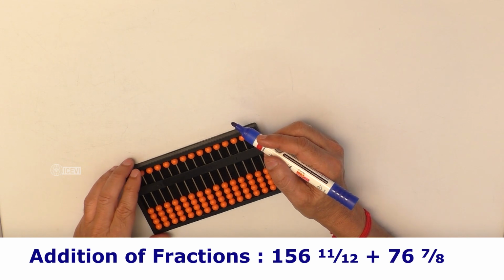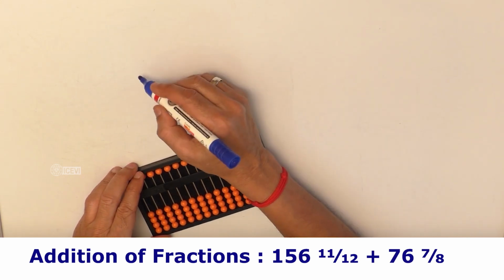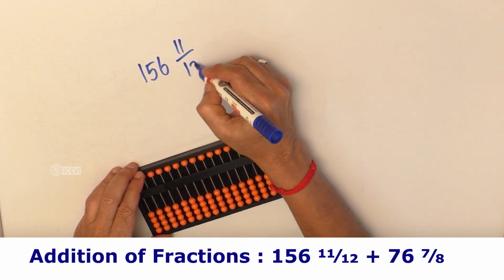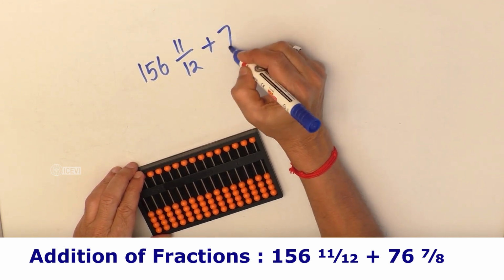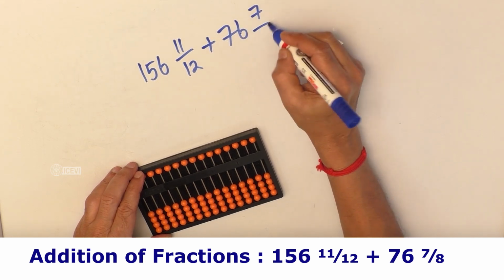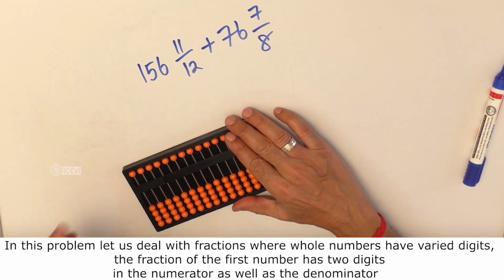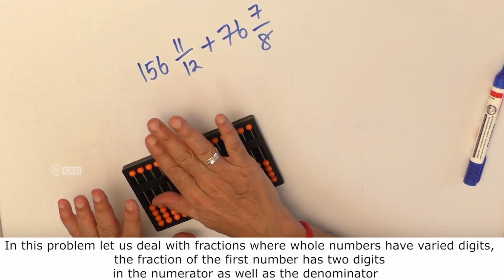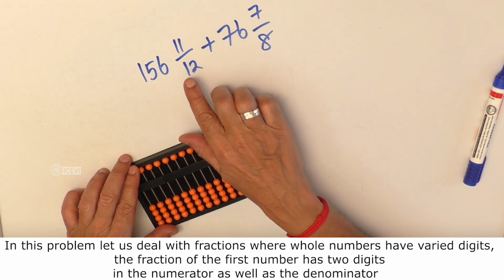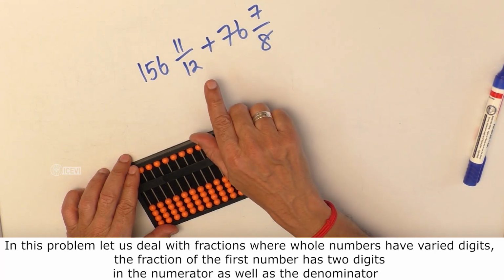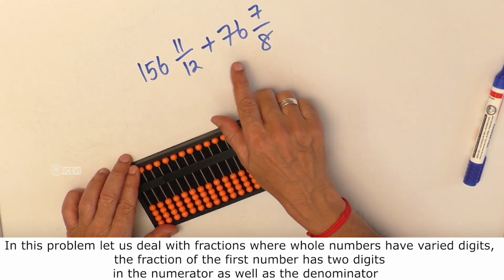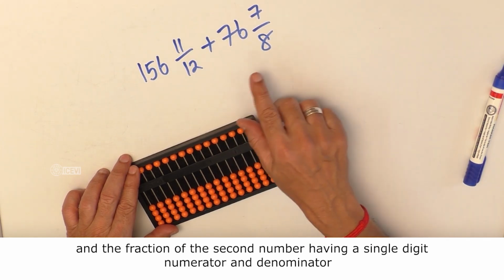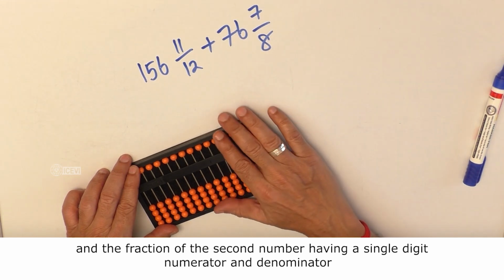Title of the video: Addition of Fractions, Example 156 11 by 12 plus 76 7 by 8. In this problem, let us deal with the fractions where whole numbers have varied digits. The fraction of the first number has 2 digits in the numerator as well as the denominator, and the fraction of the second number has a single digit numerator and denominator.